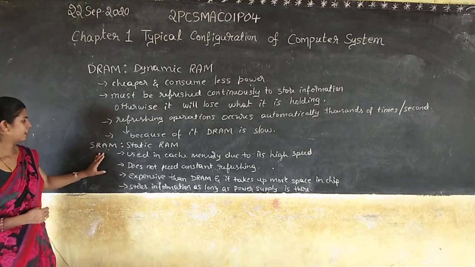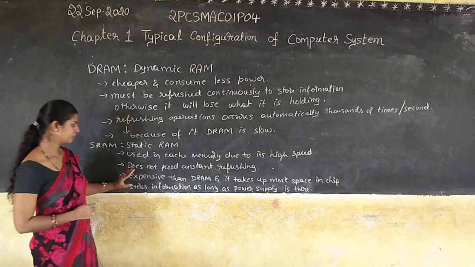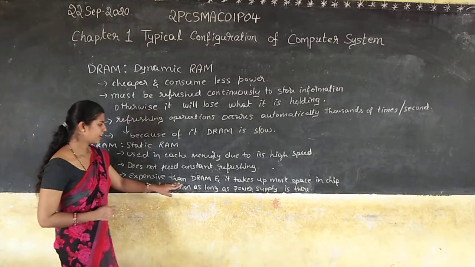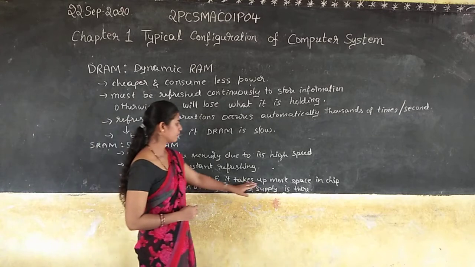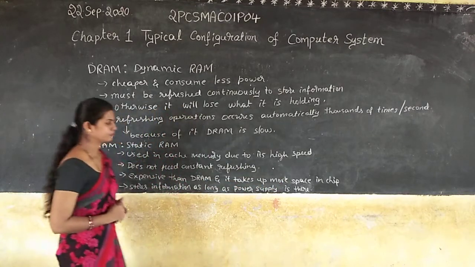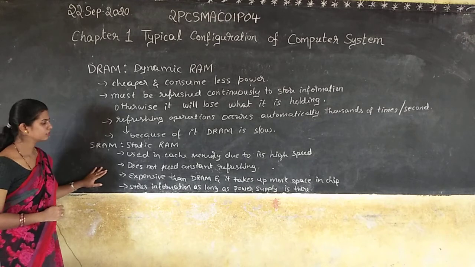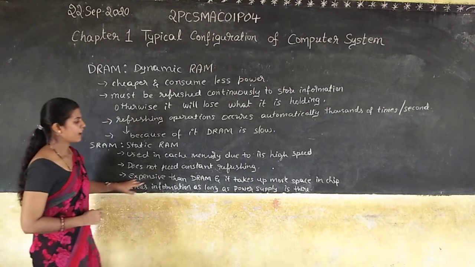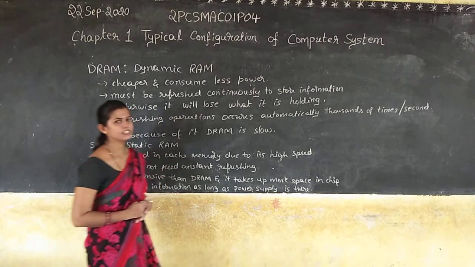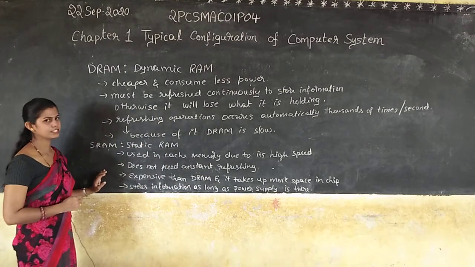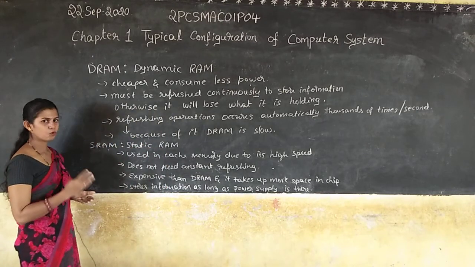And SRAM is more expensive than DRAM and it takes up more space in a chip. So, compared to DRAM, SRAM is expensive and it takes up more space in the chip because these memory cells have more parts.